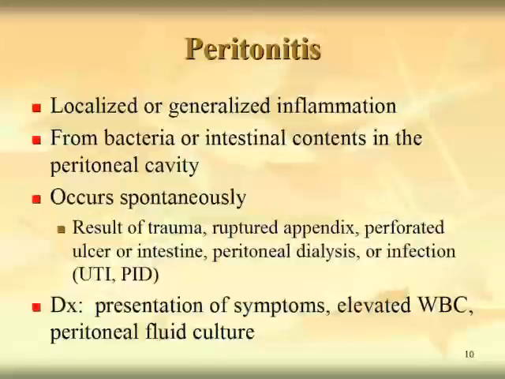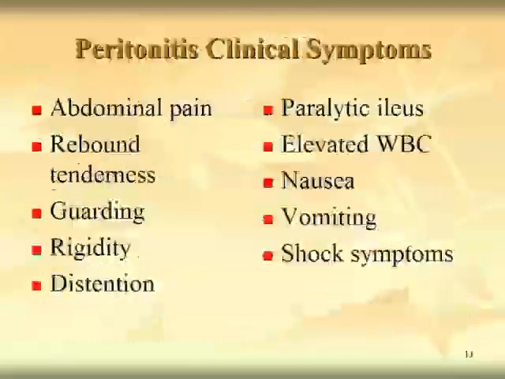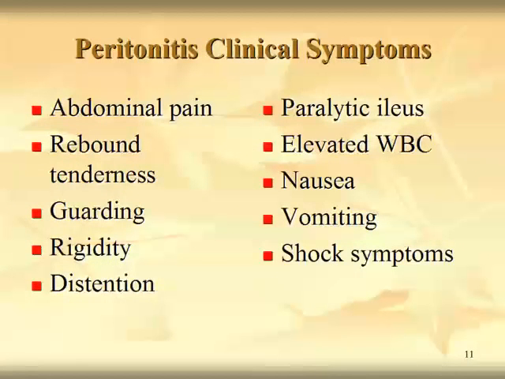Diagnosis is going to be based upon the symptoms the patient presents with, lab work, which is going to show an elevated WBC count, and they'll actually do a culture of the peritoneal fluid, which can show an elevated bacterial count. Classic symptoms of peritonitis: the patient presents with abdominal pain, rebound tenderness, guarding, the abdomen is very rigid, and may also be distended. The patient may have a paralytic ileus where you're not hearing any bowel sounds, elevated WBCs, nausea, vomiting, and the patient will look very shocky.